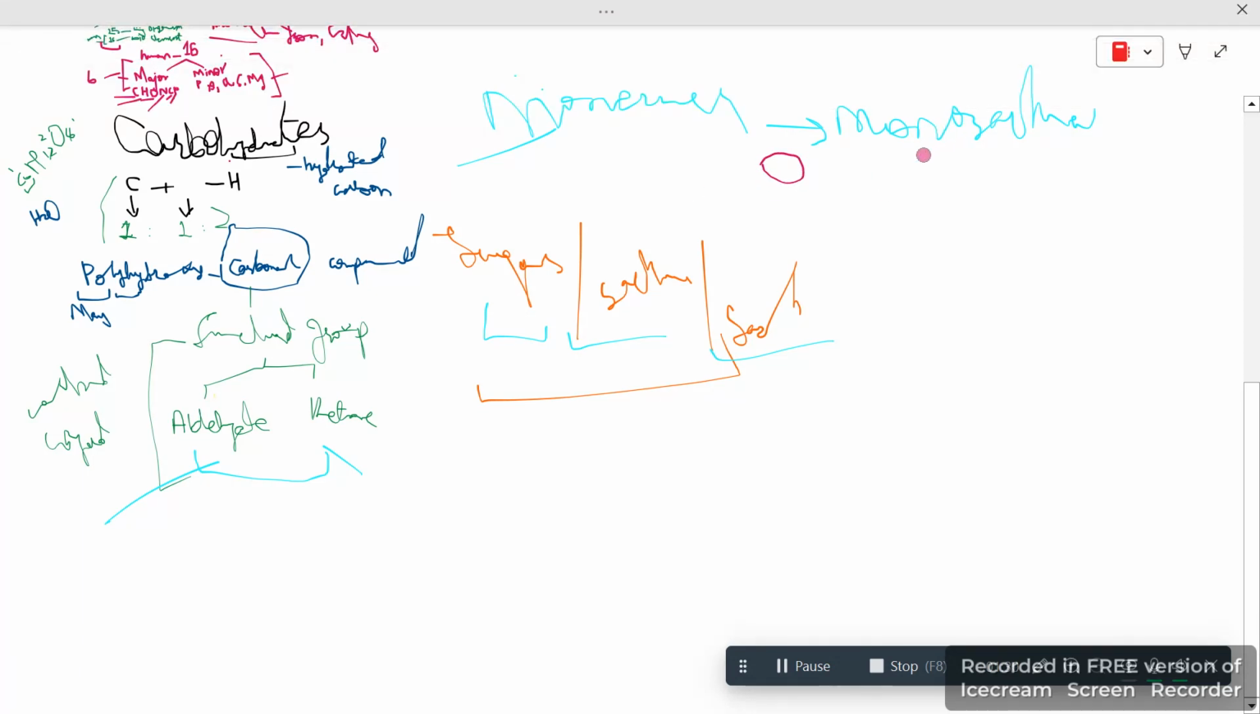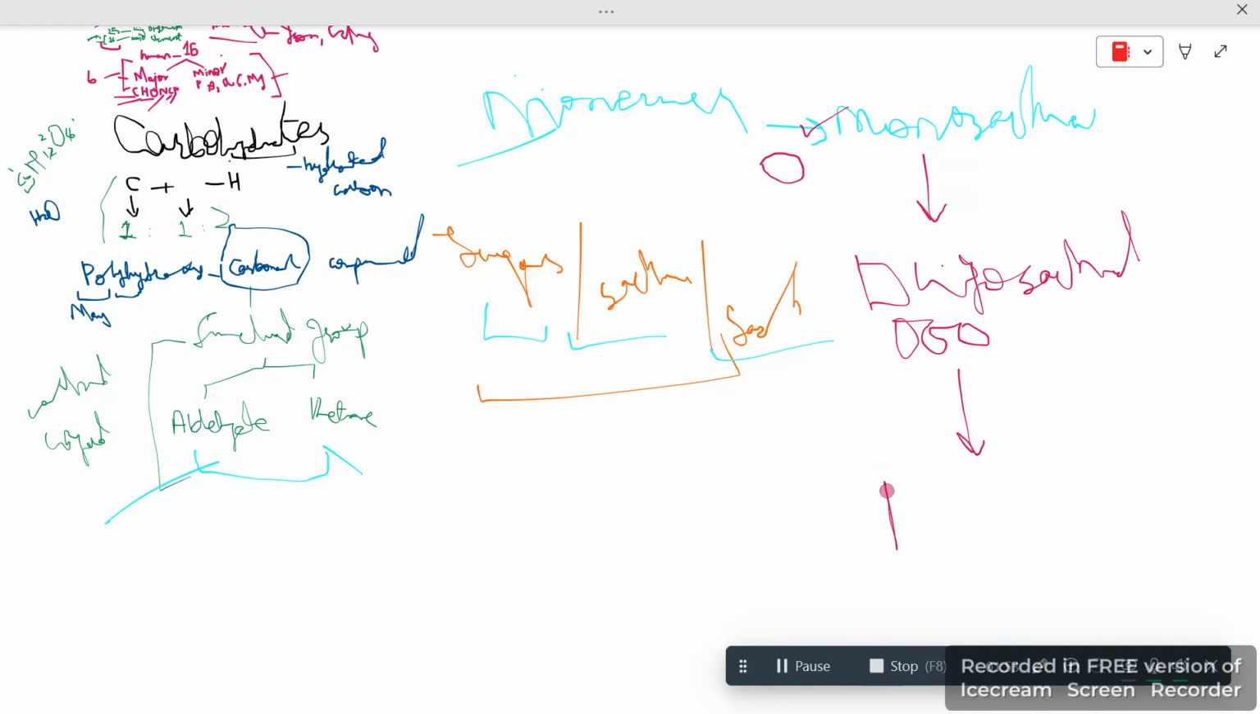Okay, when this will make a little bigger chain, you'll find oligosaccharide. This oligo, so you'll find 1, 2, 3, a little longer chain than the monosaccharide. When this will combine and they will make a bigger chain, that would be known as polysaccharide.